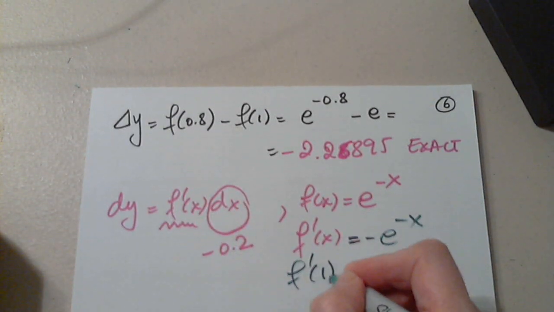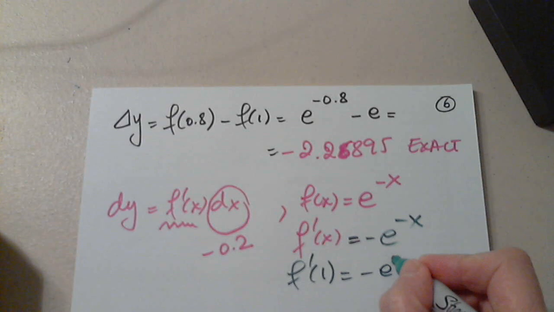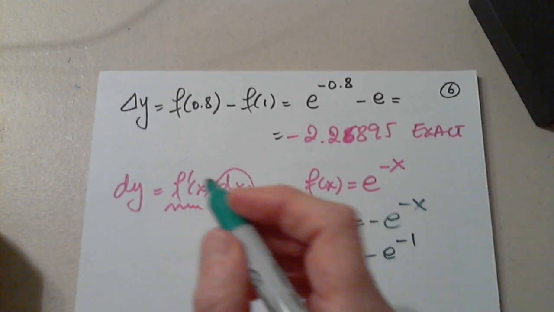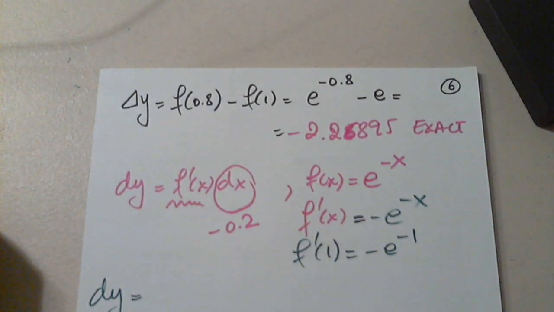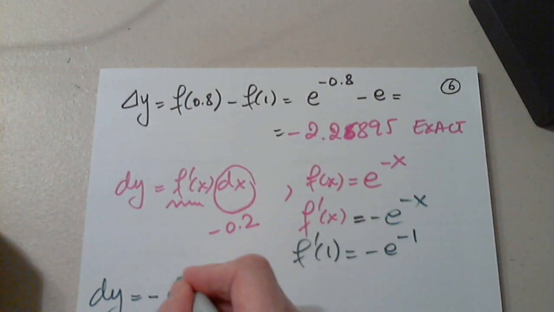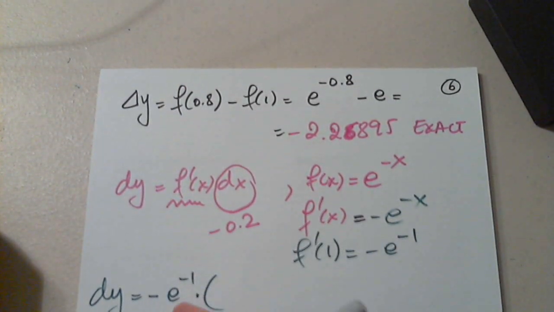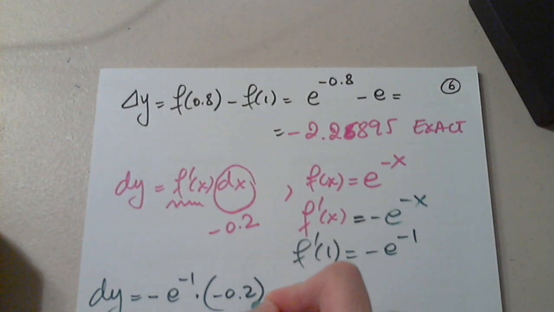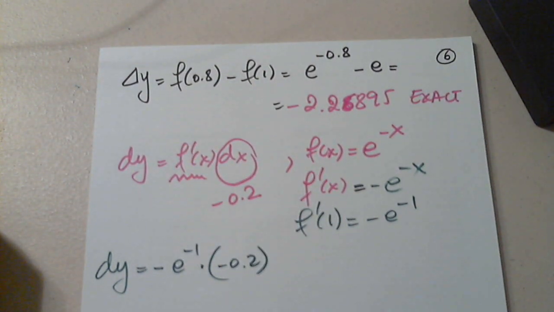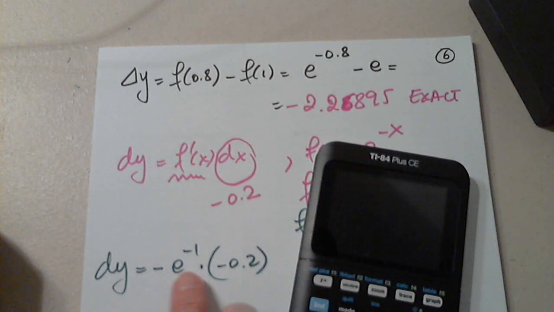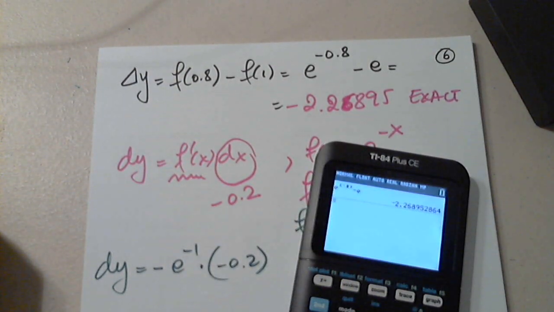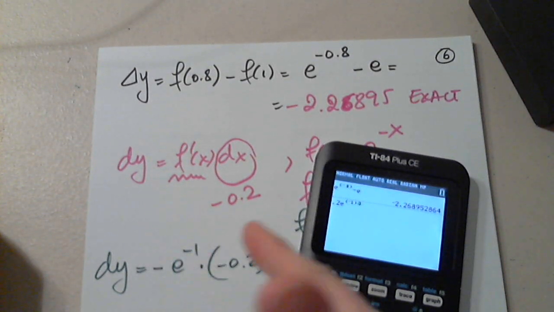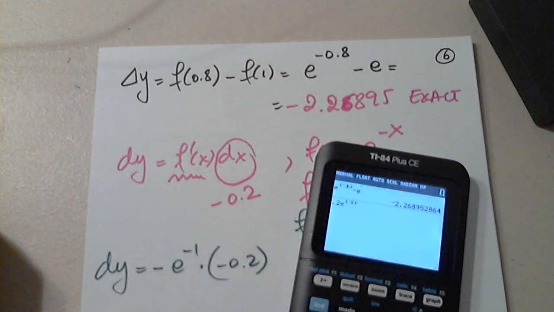So f prime of 1 will be negative e to negative 1. So now I can calculate dy as negative e to negative 1 multiplied, don't forget, to operational symbols. I have to put parentheses. And now, please calculate this with me. I don't need to put the two negatives, obviously. It is 0.2 multiplied by e to negative 1. So, two negatives make a positive when I multiply them. So I have 0.2 times e to negative 1.